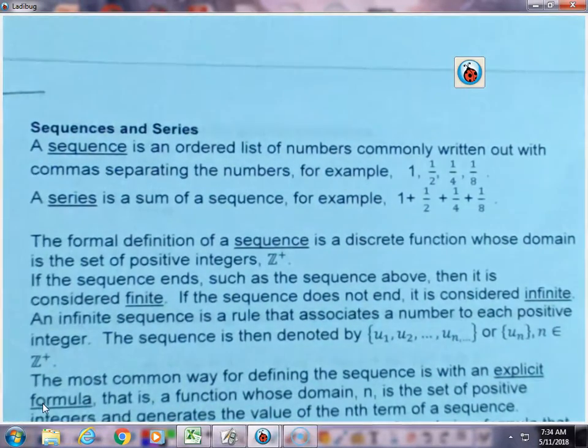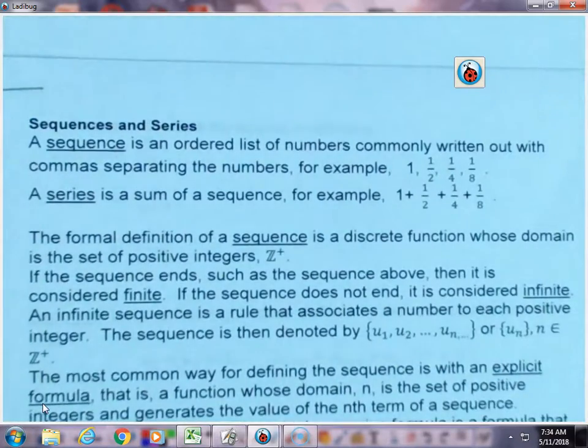How about that? Okay. So a list of numbers, just an ordered list of numbers, okay? So we've got 1, 1/2, 1/4, 1/8, okay? That's a sequence. If you decide you want to add up those numbers, that's called a series, okay? And so sometimes we want to predict what the next term in a sequence is going to be. Like maybe you have that pattern going.